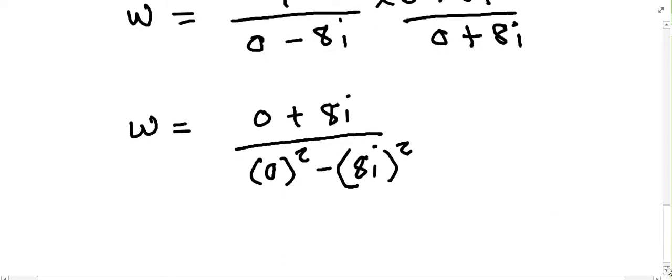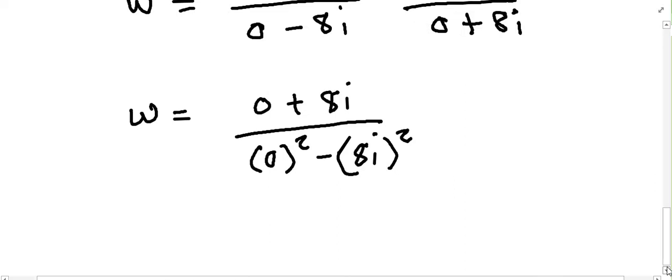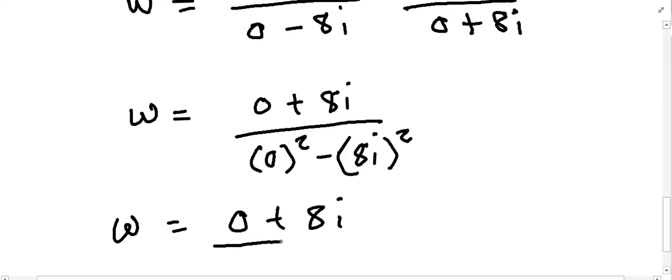a plus bi. So the real part has to be included. And then from there you're going to say W is simply equal to 0 plus 8i over that. This will be 64 i squared, which is -1, times that. So the answer here is just 64.